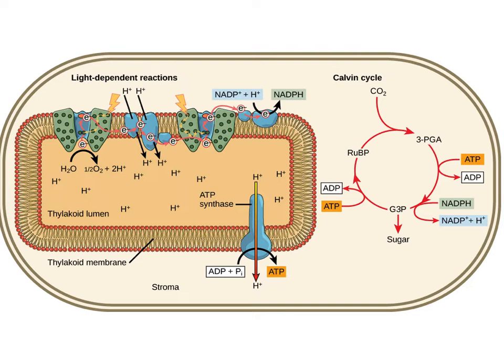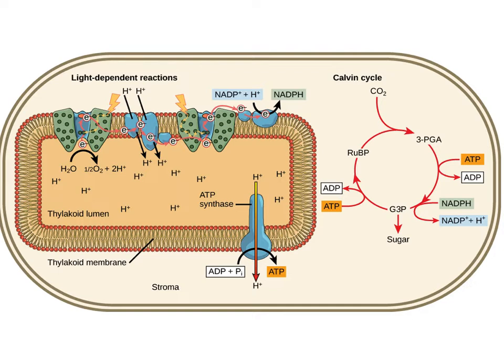We're going to make some NADPH when those electrons that came from water and were photooxidized get deposited onto NADPH with the enzyme help of NADP reductase. And then we're going to use the proton gradient to drive the synthesis of ATP.